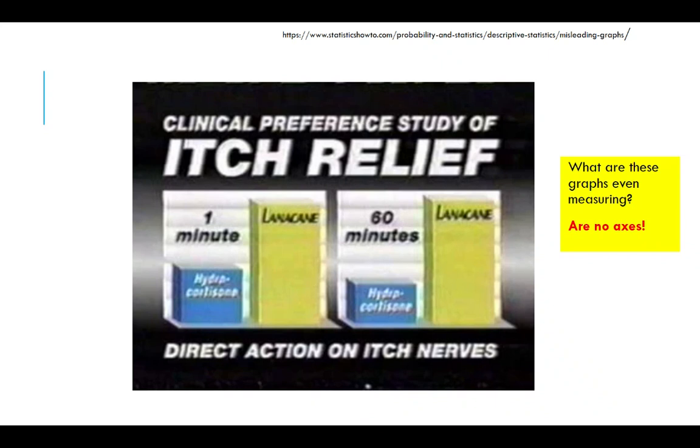But what's interesting is that we don't exactly know what's being measured here. They haven't communicated that to us. And we can kind of infer direct action on itch nerves. What does that mean? How is it measured? What's a unit of direct action on itch nerves? So again, we're trying to create this perception for our viewers, but we're not really being that forthcoming in the information. So we need axes, or else it's really hard to know what's being measured.